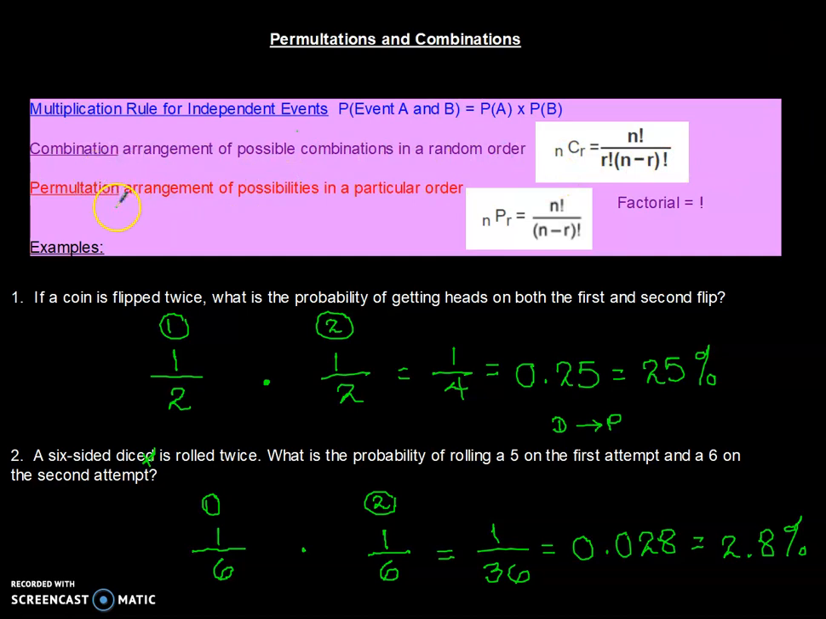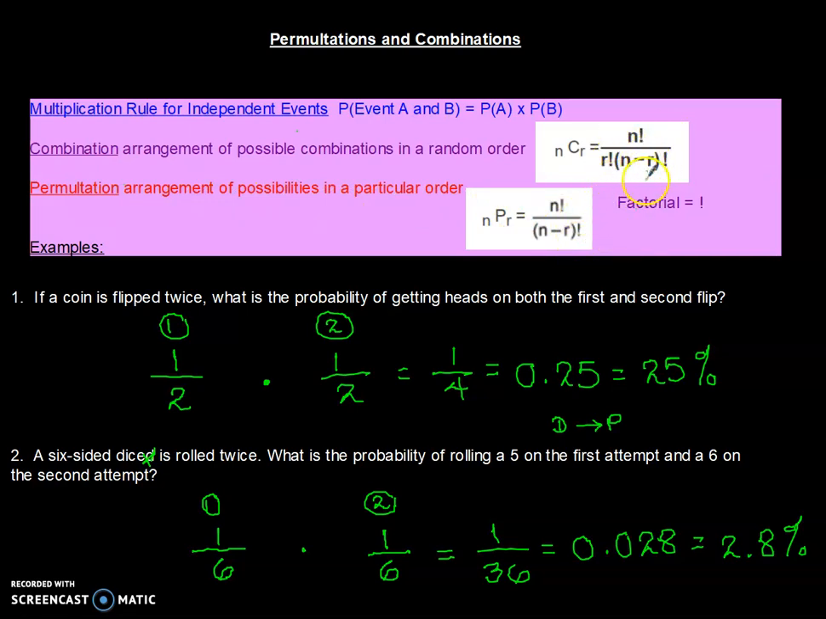Okay, now from here, make sure that you write this down because we're going into the examples for combinations and permutations. Combinations is the number of arrangements of possible combinations, but it happens in any random order. There's no particular order, no first, second, third, no president, vice president, treasurer. There's no specific order. Whereas with permutation, the arrangement of possibilities will be in a particular order.